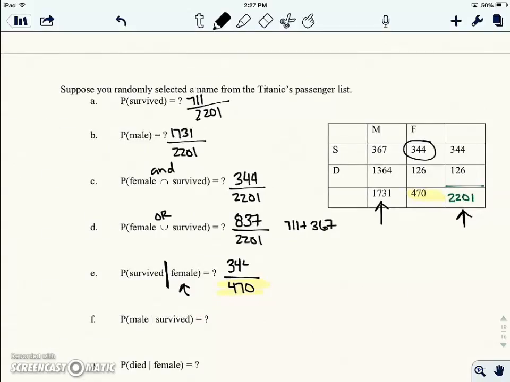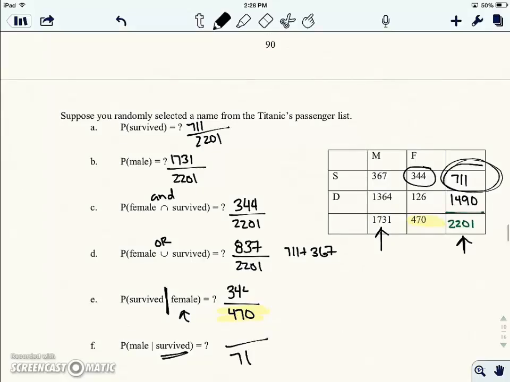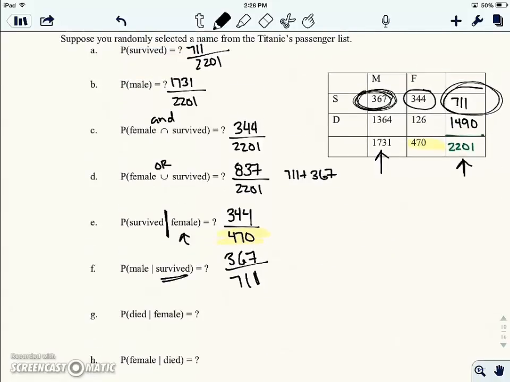Okay, now the question is, what is the probability of being male given you survived? There were, again, 711 people total survived, so we start with the denominator. And of those, how many were male? And we're at 367 this time. How about died given female? So there are 470 females. Of those, 126 died. So again, this time I looked at the females, and then that 126 of those women died.